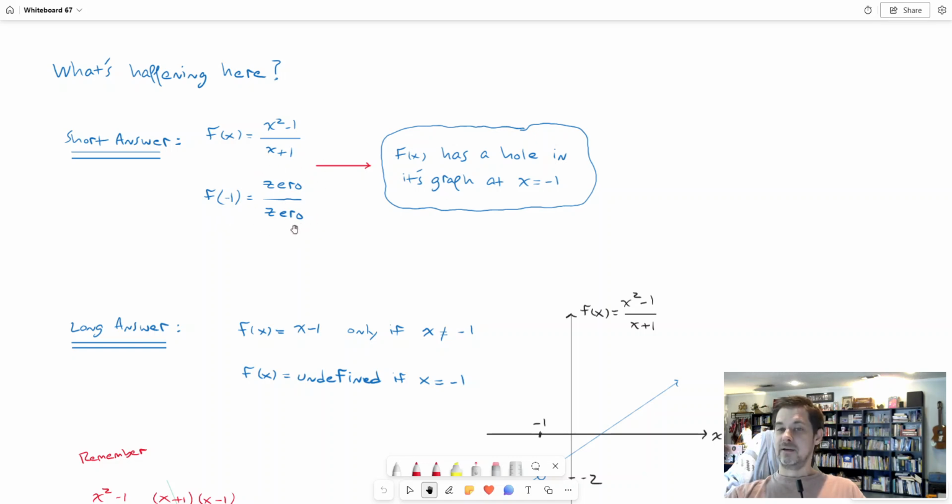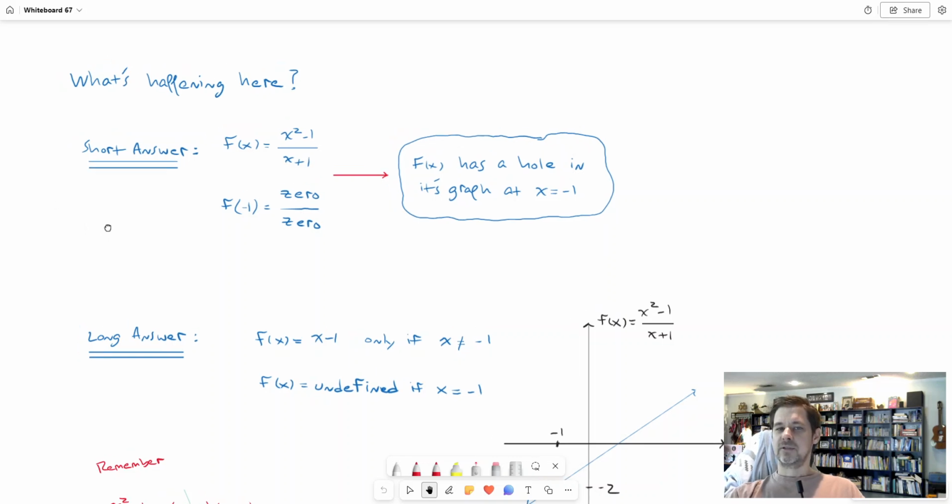That right there is an indicator that there's a hole in its graph at x equals -1. Every other point is okay. Every other point is there. We got this solid graph, complete in every aspect, except for at this one spot where x equals -1, where there is a hole. Okay, so that's the short answer.